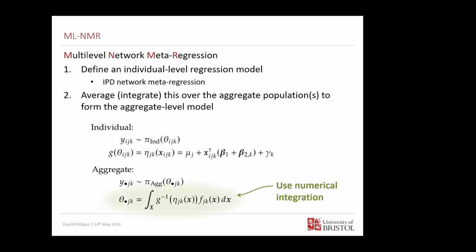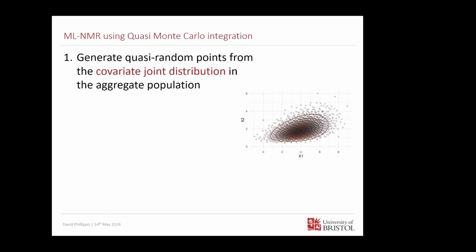This looks quite nasty. So what we do is we throw a computer at it. So we use numerical integration to evaluate this integral. You can do this by hand in some special cases, and that's what Jackson and Janssen did in the past. But in general, we can just use numerical integration, and then that gives us a very widely applicable way of fitting these models. So we choose to use a form of numerical integration called quasi-Monte Carlo integration. For those of you that are interested, we generate quasi-random points from the joint covariate distribution in the aggregate population.